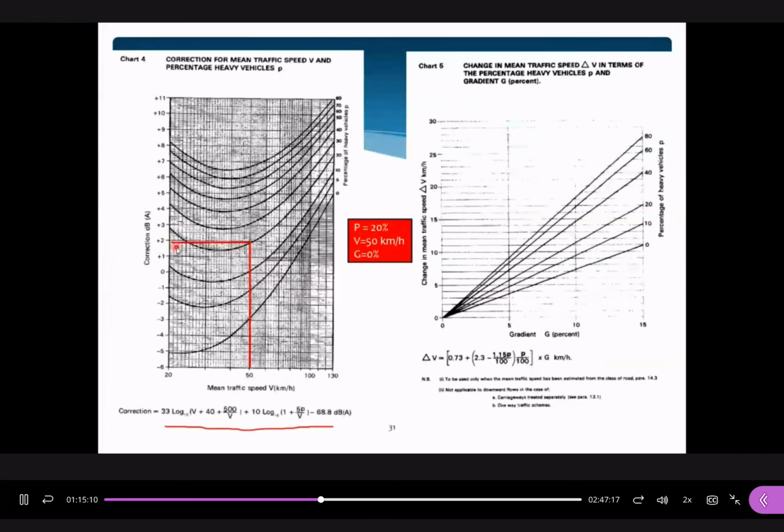You can try it by yourself by substituting p equal to 20 into this equation. p is equal to 20%. And v, what is v? V is equal to 50 km per hour. You can get similar results here, around 1.9 dBA. Any problem?